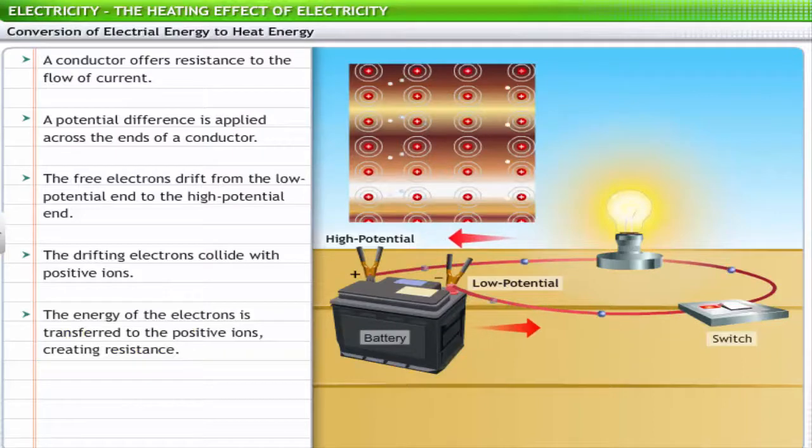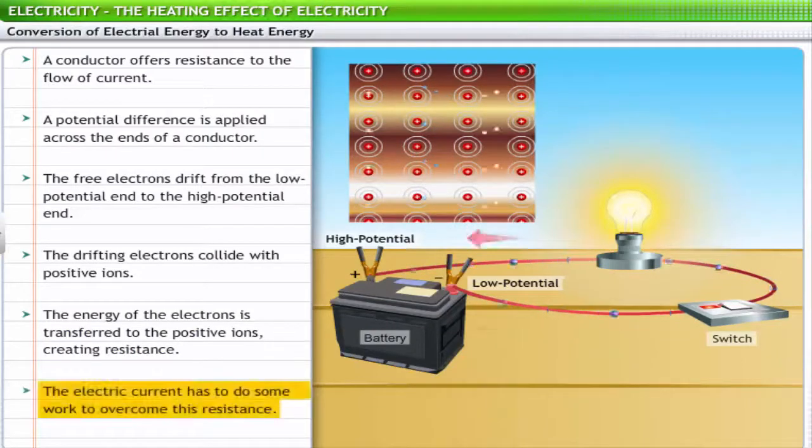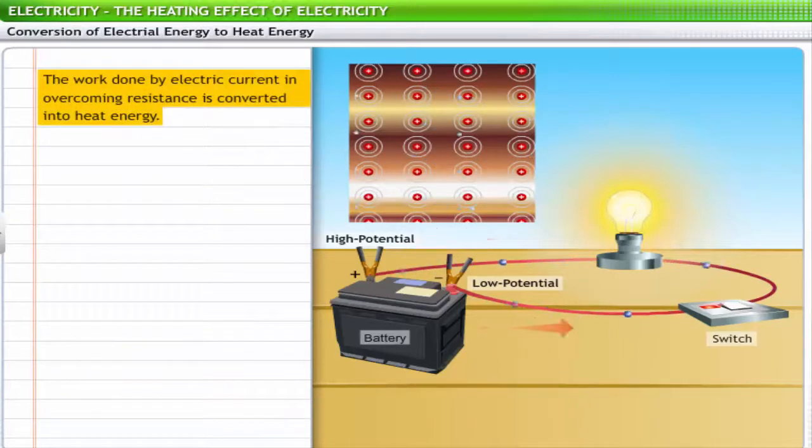This creates resistance to the flow of electrons. The electric current has to overcome this resistance. The work done by electric current in overcoming this resistance is converted into heat energy. This is the heat that you use in your electrical appliances.